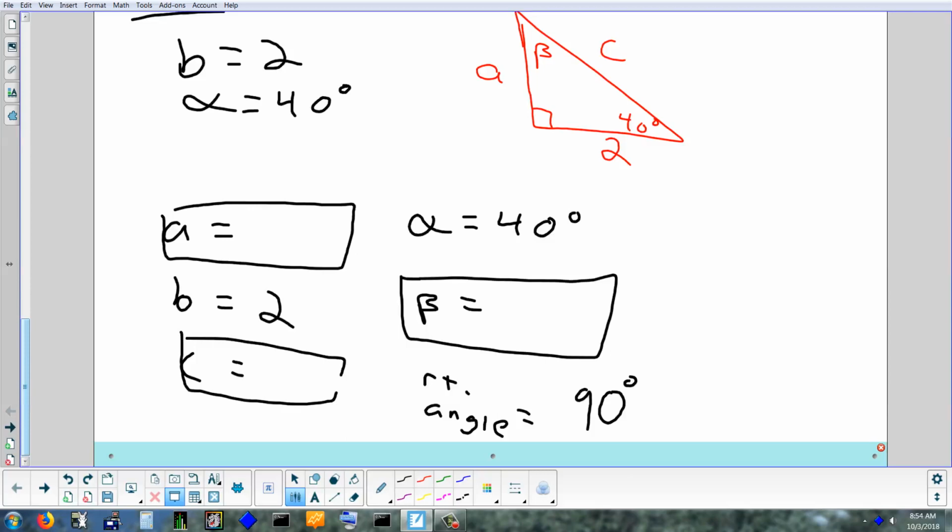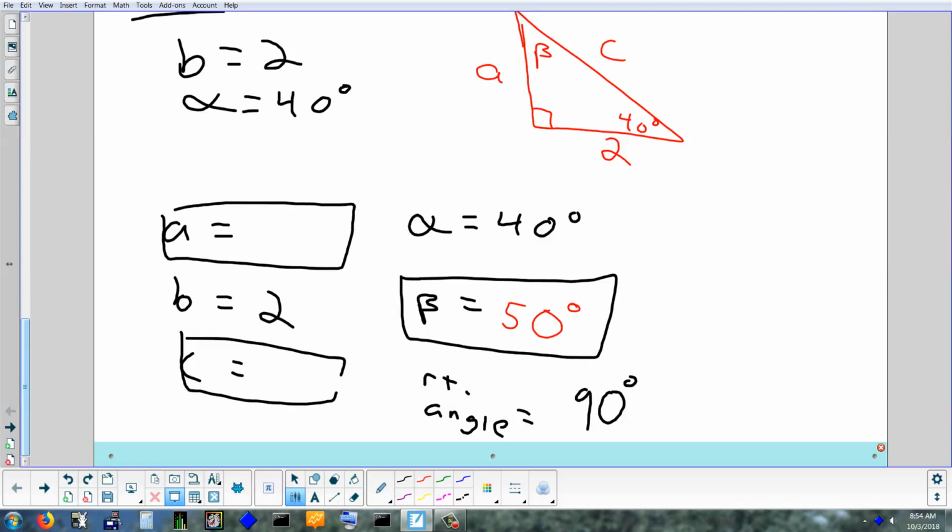70. Okay, what do they all have to add up to? 180. They'll have to add up to 180. So how much have we used up so far? 130. So what's left to get to 180? 50. So beta is 50. Okay, so that's the first thing.